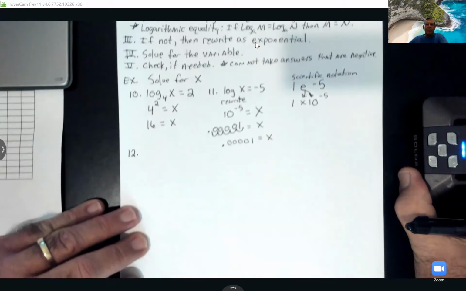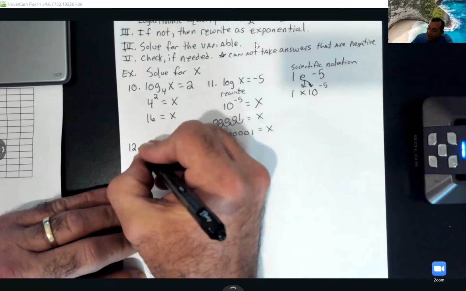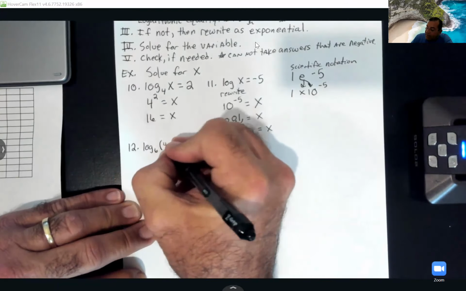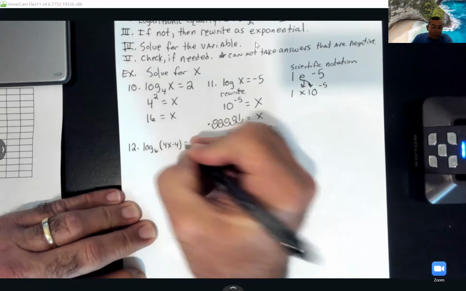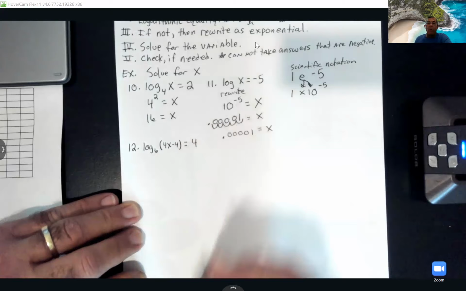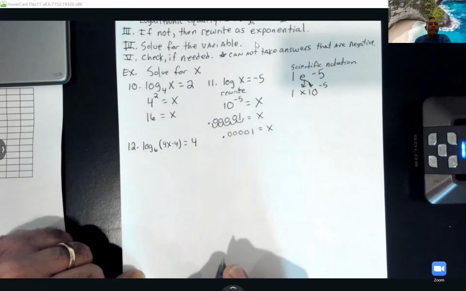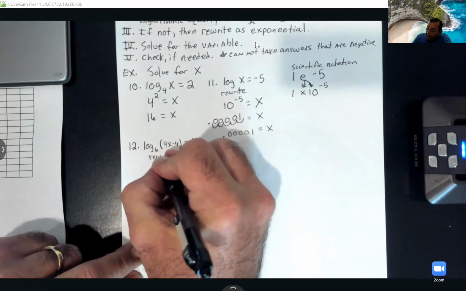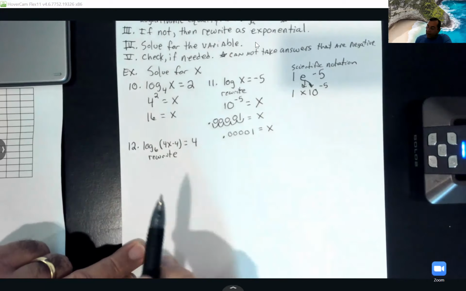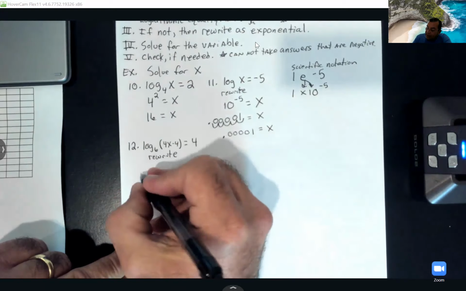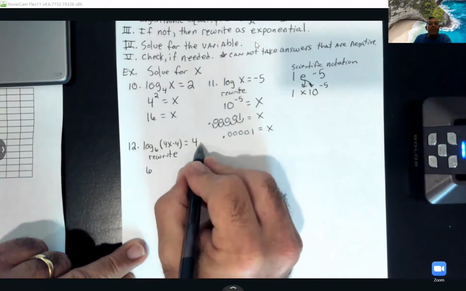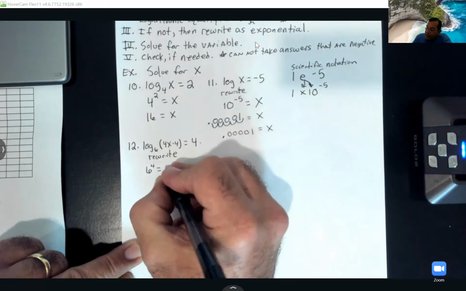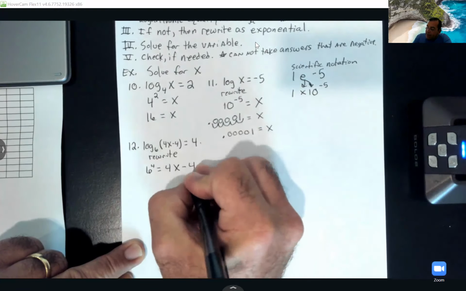All righty, also pulling that down. So number 12, I got log base 6 of 4x minus 4. That's going to equal 4. So this one I'm going to rewrite. Our base is a 6. Exponent is 4. And 6 to the 4th is going to equal that 4x minus 4.